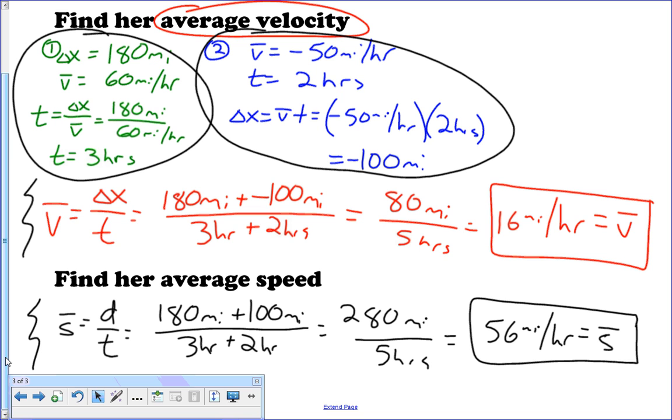And this historically is one of those problems where people either get it all right or they get it all wrong. So please make sure you know how to do this. This will be on your test. It is something you are expected to know how to do.